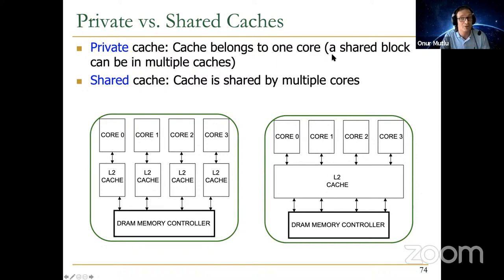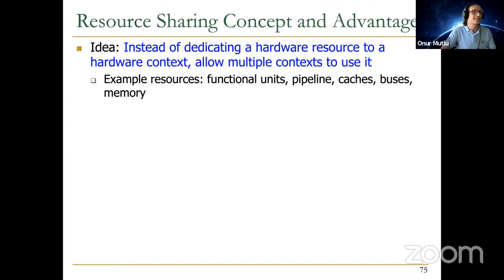So if the cache belongs to one core, a shared block may be in multiple caches, of course, so you have a redundancy problem. Whereas if the cache is shared across many cores, a single memory block occupies only one location. That's one advantage of a shared cache immediately. But like everything, it's a trade-off.